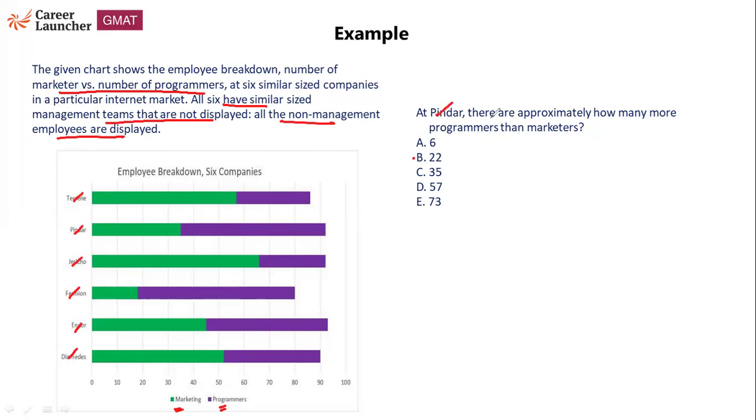At P, there are approximately how many more programmers than marketers? What can we say about that? At P, the purple region is more than the green region. That is, visually seen, programmers are more than the marketers. And the question is approximately how much more is the purple region as compared to the green region? Can we visualize like this?